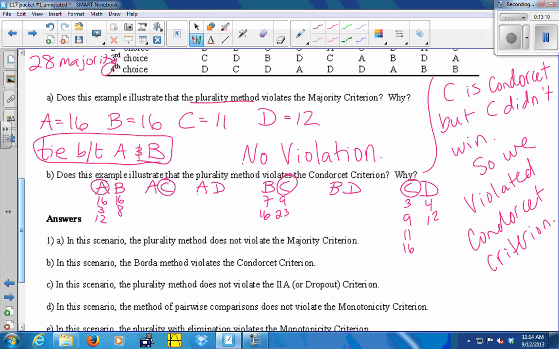Would it matter if, say that again? Oh, yeah. Even if A or B had won all their head-to-head matchups, we would still say there's a violation. Yeah, so really we didn't have to do all that work. Yeah, good point. Anybody have some remaining questions on this?